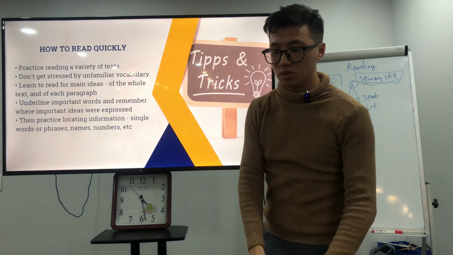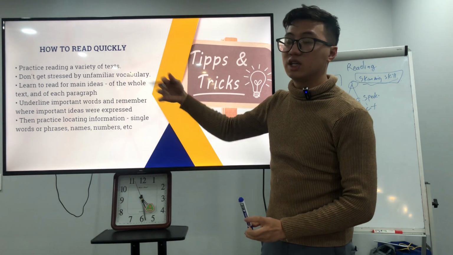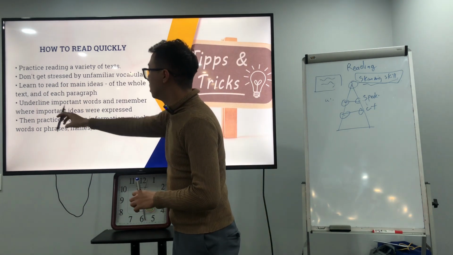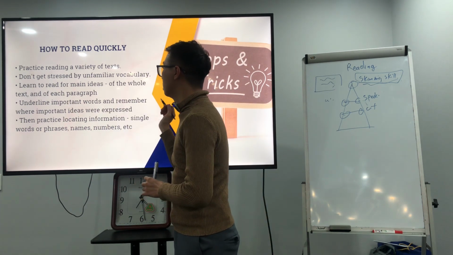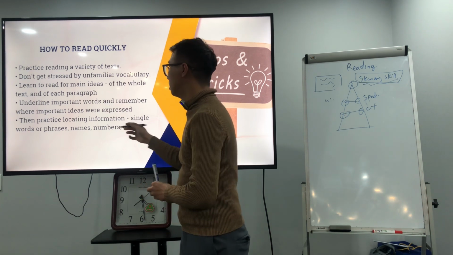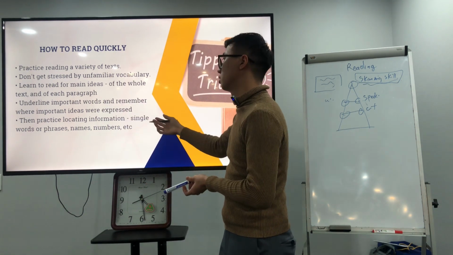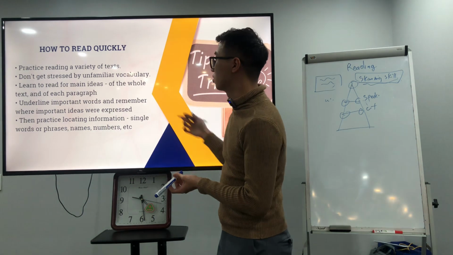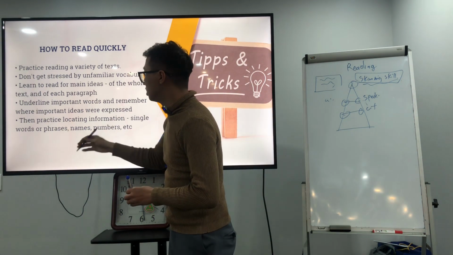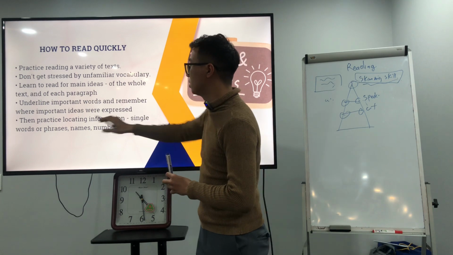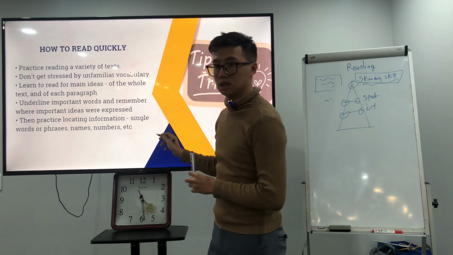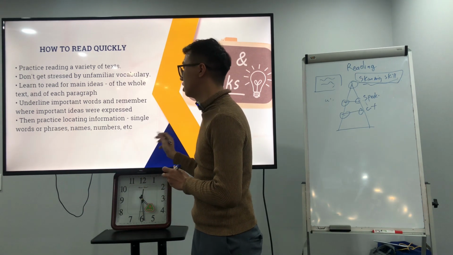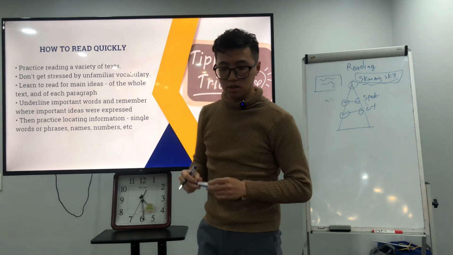As I mentioned before, you will need to teach them how to guess the meaning of the vocabulary, so don't be stressed. And you can teach them to read for the main idea of the whole text and of each paragraph, which is very useful for the question type of finding the main idea of the paragraph. Next is to underline the important words and remember where the important ideas were expressed. The next tip is to practice locating information, single words or phrases, names or numbers, and so on.